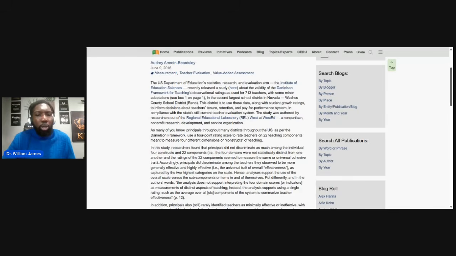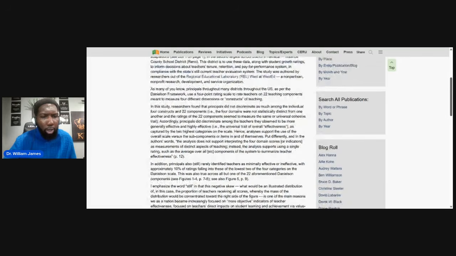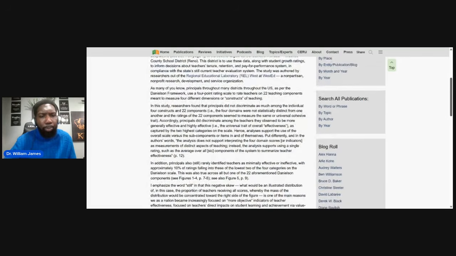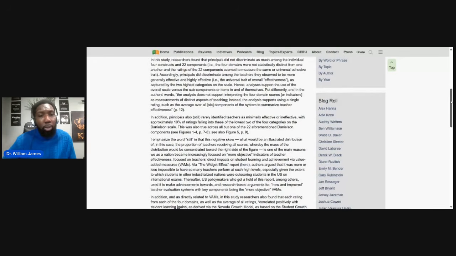In this study, researchers found that principals did not discriminate as much among the individual 4 constructs and 22 components. Analysis supports the use of the overall scale versus the subcomponents. In addition, principals also rarely identify teachers as minimally effective or ineffective, with approximately 10% of ratings falling into these lowest 2 of the 4 categories on the Danielson scale. This was also true across all but one of the 22 aforementioned Danielson components.